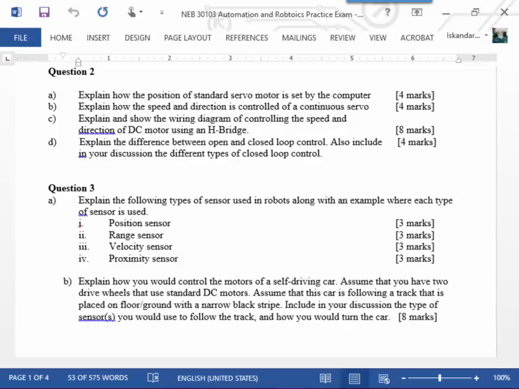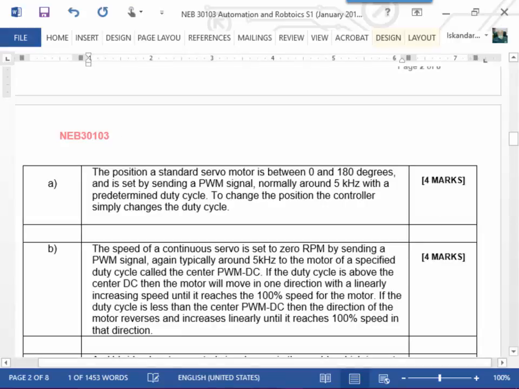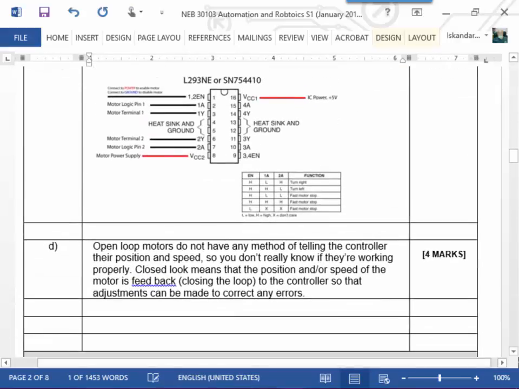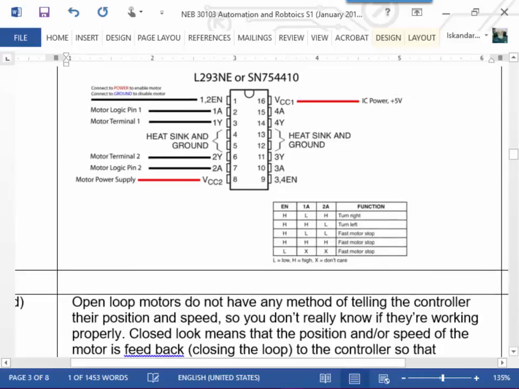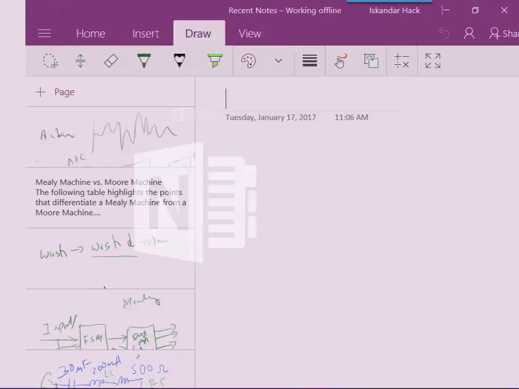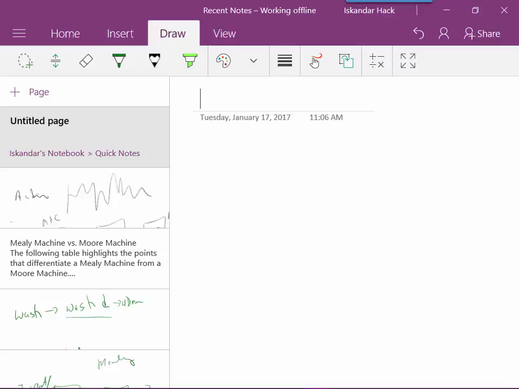Explain and show the wiring diagram that they're using on the H-bridge. I think in my particular one, I just simply showed an H-bridge part component. The right answer would be one that would look more like this, where here's your motor, and maybe I might be able to drop this.